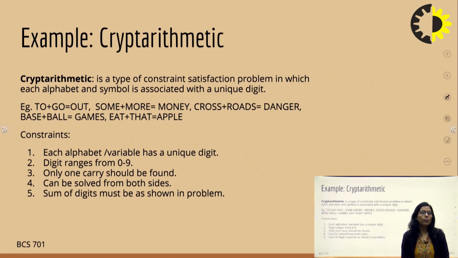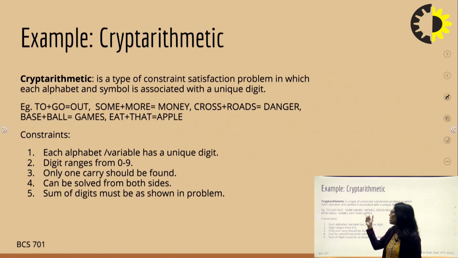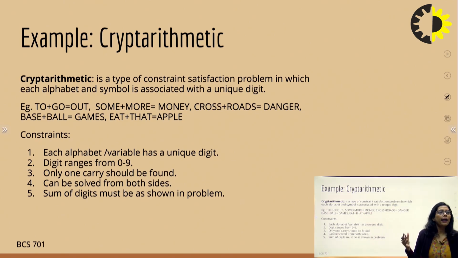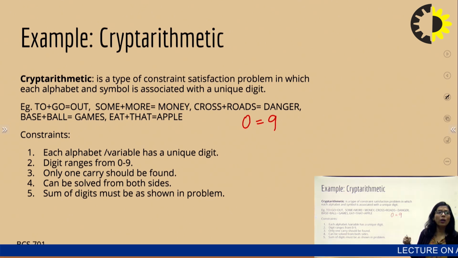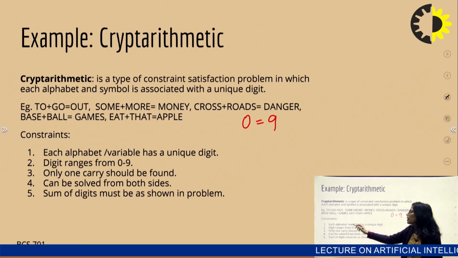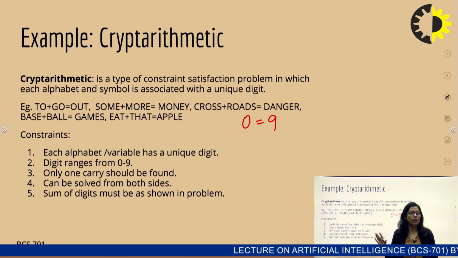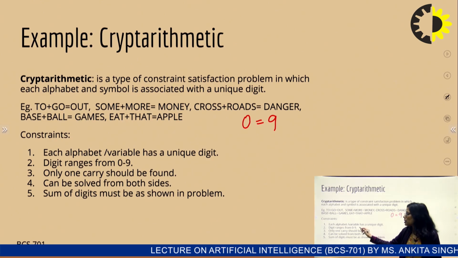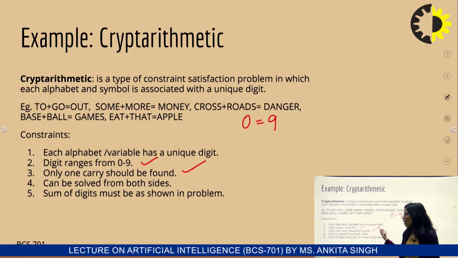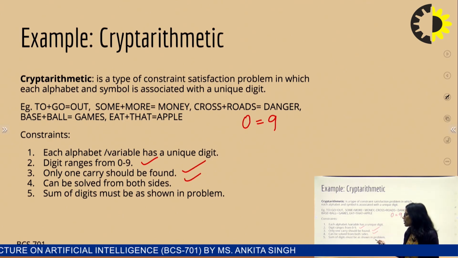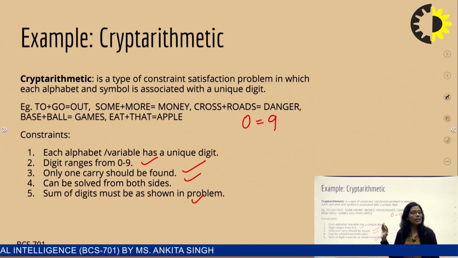Now, cryptarithmetic problems are a type of CSP problem in which we have alphabets, each associated with a unique digit. Examples are TWO plus GO is equal to OUT, and SEND plus MORE is equal to MONEY. These are the various cryptarithmetic problems. The domain is that we can put the values of these alphabets from 0 to 9. And what are the constraints? Each alphabet or variable has a unique digit. The digits cannot be repeated. The range is from 0 to 9, and only one carry should be found. It can be solved from both sides, and some of the digits must be as shown in the problem. So these are the constraints we need to solve a cryptarithmetic problem.